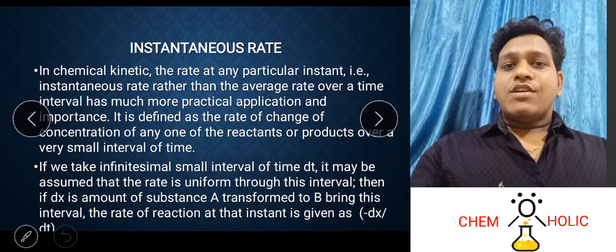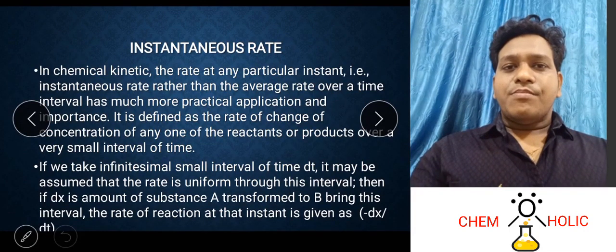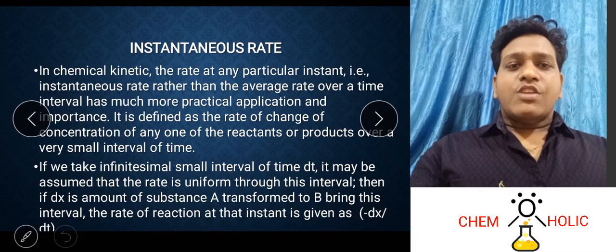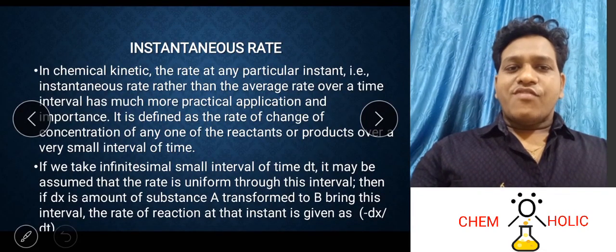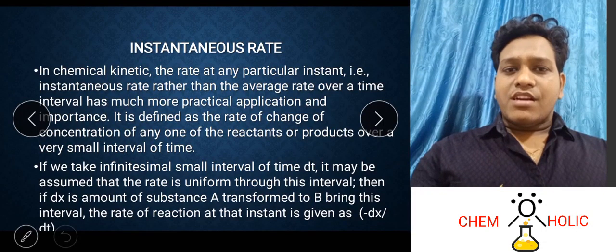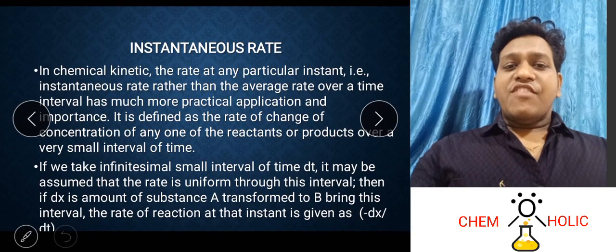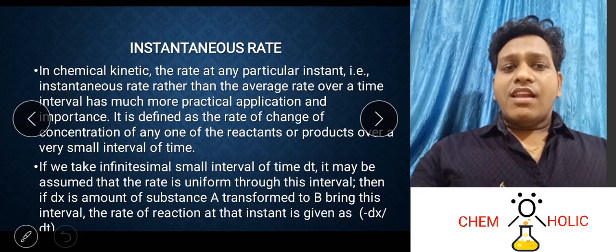So as we saw, the rate is not periodic or continuous in nature. We can say it is gradual, so we can find different rates at different time intervals. It is defined as the rate of change of concentration of any one of the reactants or products over a very small time interval. If we take an infinitesimally small interval of time dt, it may be assumed that the rate is uniform through the interval.